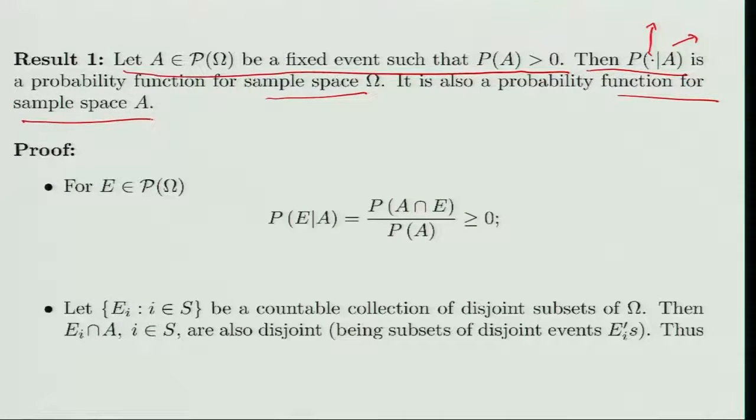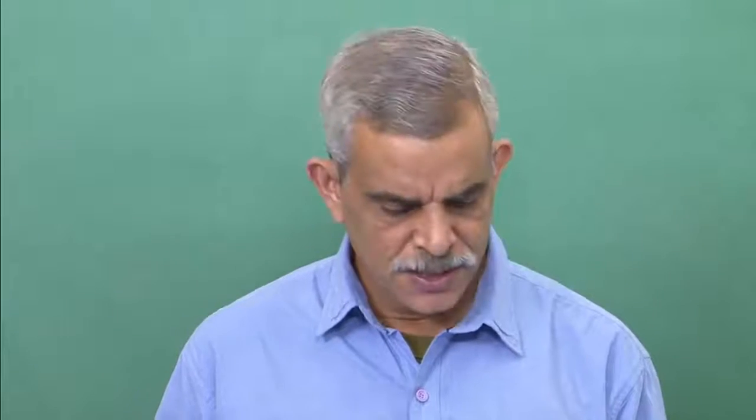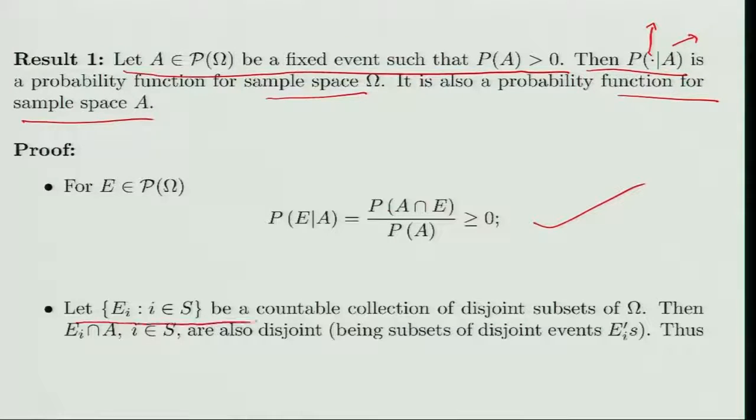So what I need to verify to see whether it is a probability function for sample space omega or not, the three axioms I have to see whether those are satisfied or not. So I look at the first axiom, which is about the non-negativity. So probability of E given A is same as probability of A intersection E by probability of A, but this P is non-negative, so this is non-negative. Non-negativity axiom is satisfied. Now let us look at whether it is countably additive or not, or in other words whether probability of union of disjoint events is same as sum of the individual probabilities or not. So to do that, let E_i, i belonging to S, be a countable collection of disjoint subsets of omega.